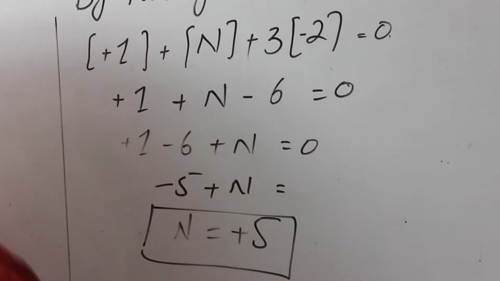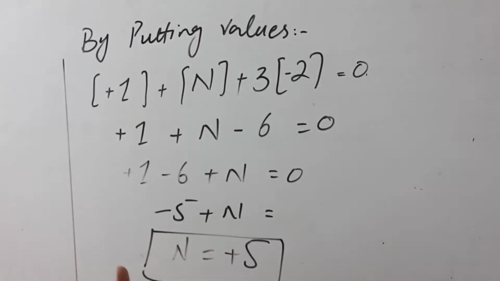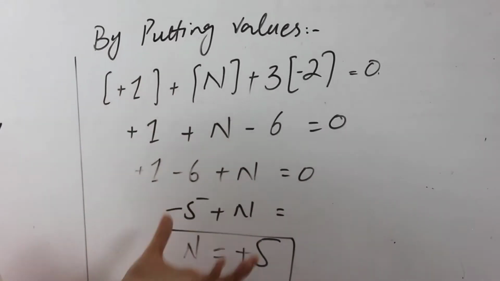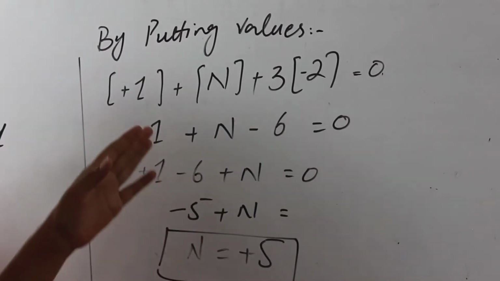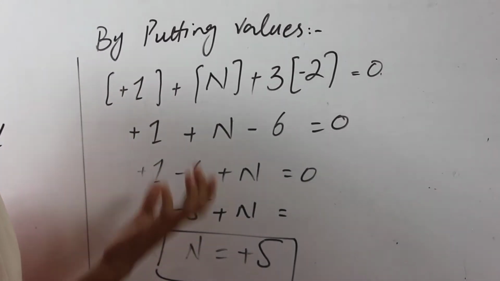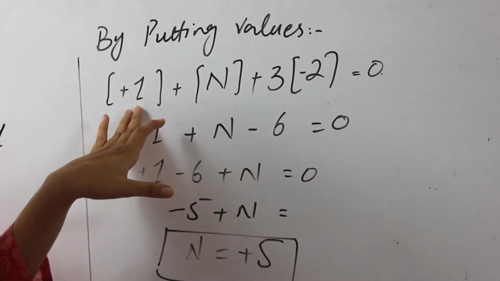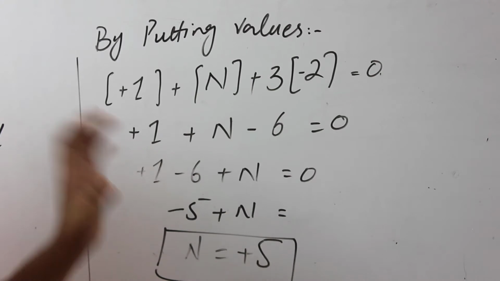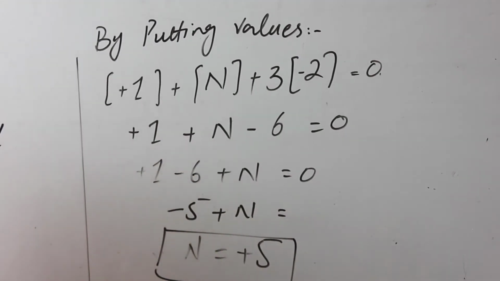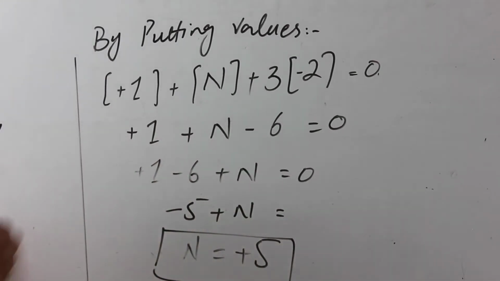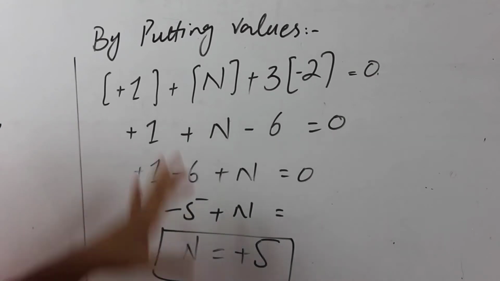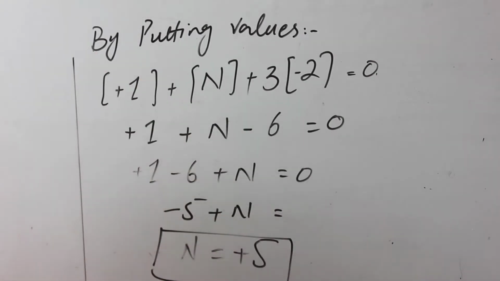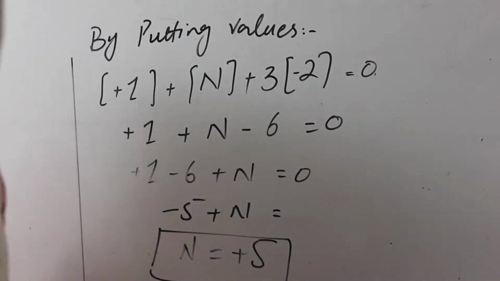In this numerical, first of all, we put in the values of the oxidation numbers of the compound, that is the oxidation number of hydrogen and the oxidation number of oxygen, and by adding the oxidation numbers of oxygen and hydrogen, we can calculate the oxidation number of nitrogen, that is +5.